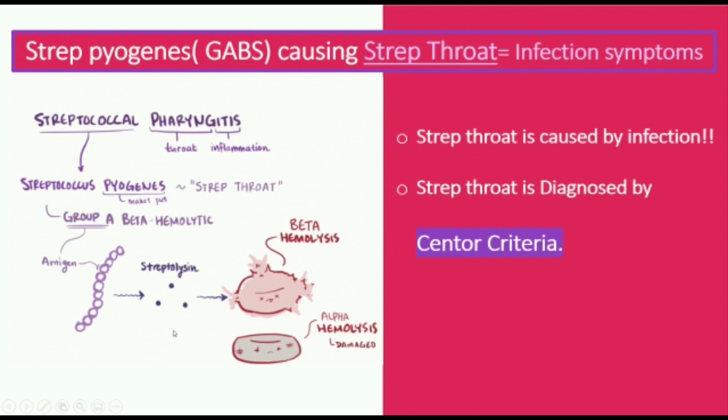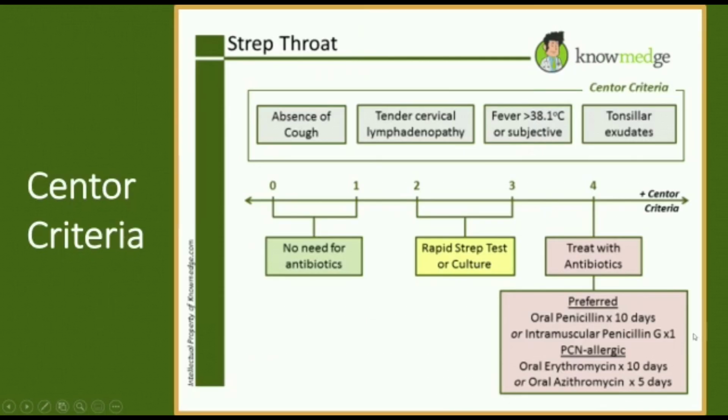or anti-streptolysin O titer. And strep throat is diagnosed by the Centor criteria. I put it here if you want to read it. And if the patient is found to have strep throat, you need to treat it to prevent the complications that we will talk about.